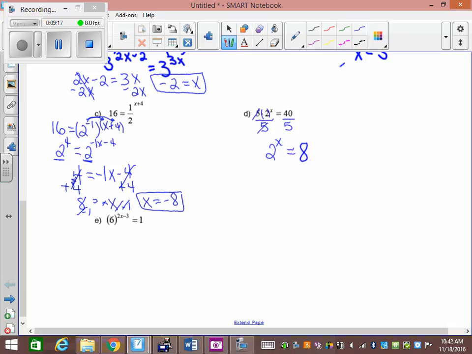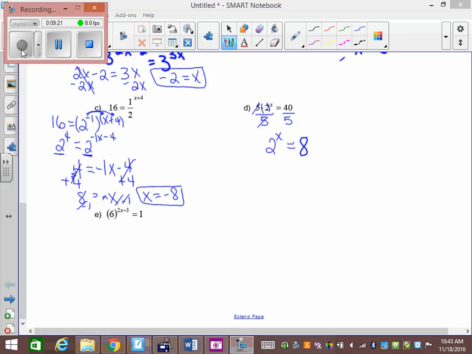Now what could I do? So what base can I make 2 and 8 be? 2. Yeah. These at first are a little bit hard for your brain to wrap around, but eventually you'll just start spotting them out quickly. So 2 to the x equals 8 is 2 to the power of 3, because 2 times 2 times 2 is 8. And so x equals 3.